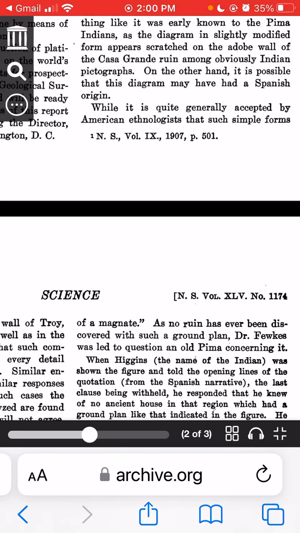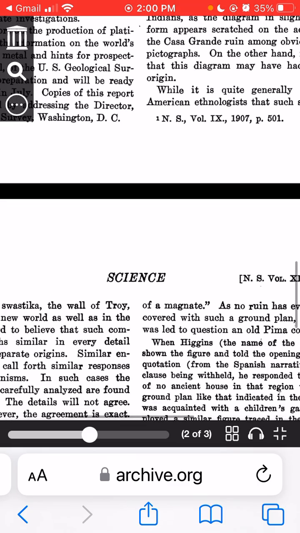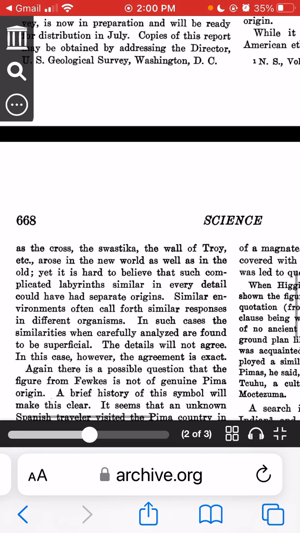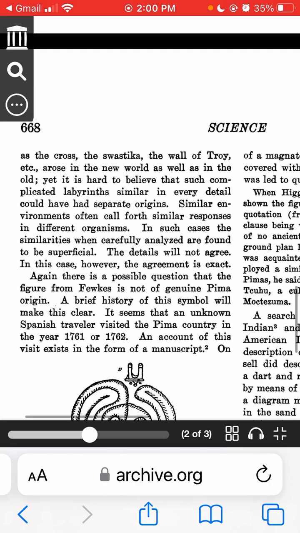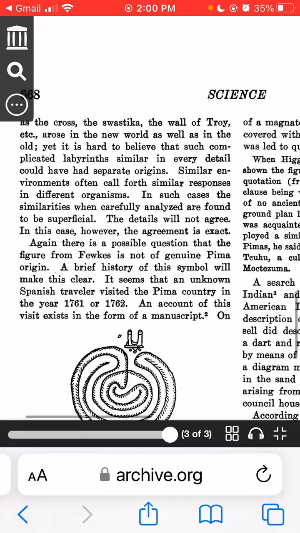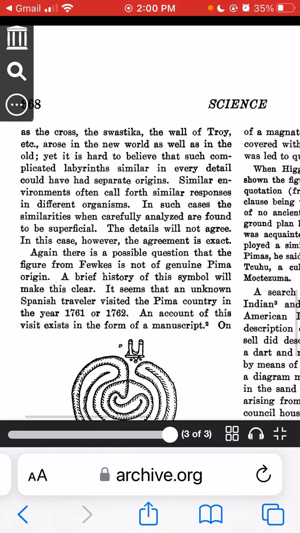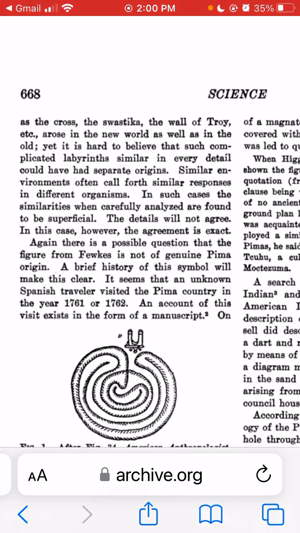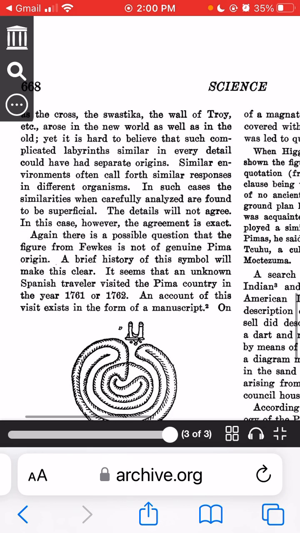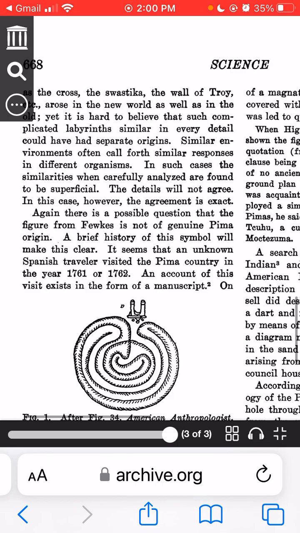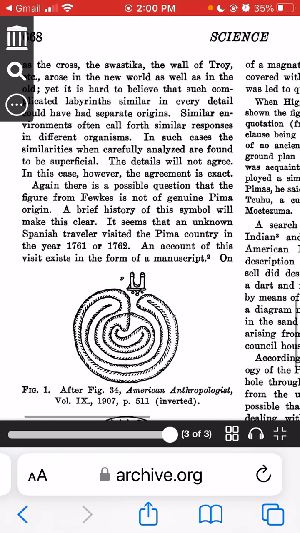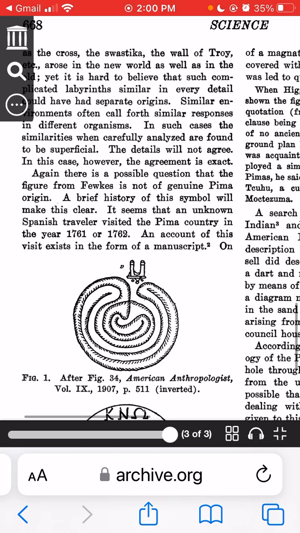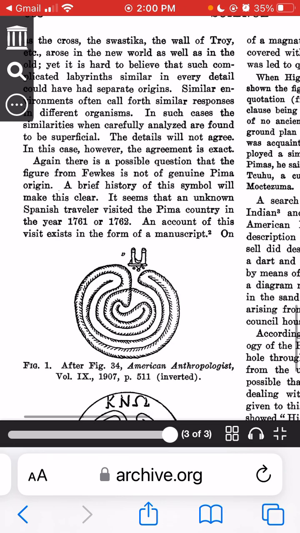On the other hand, it is possible that the diagram may have had a Spanish origin. While it is quite generally accepted by American ethnologists that such simple forms as the cross, the swastika, the wall of Troy, etc., arose in the New World as well as in the Old, yet it's hard to believe that such complicated labyrinths, similar in every detail, could have had separate origins. Similar environments often call forth similar responses in different organisms. In such cases, the similarities, when carefully analyzed, are found to be superficial. The details will not agree. In this case, however, the agreement is exact.